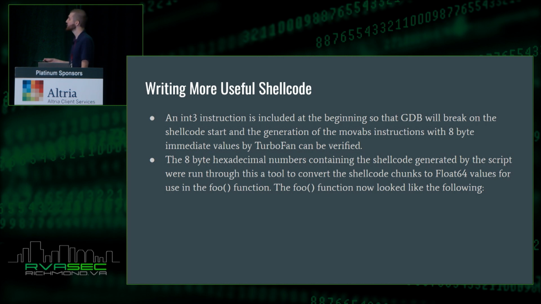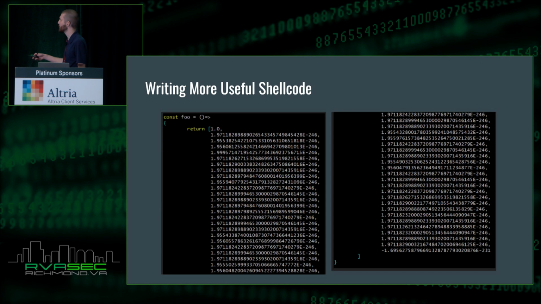So I put an int3 instruction at the beginning so that when we have GDB attached, we'll hit that and break on it so we can see what's going on a bit better. And so the script was rerun. It output the hex 8-byte values, ran those through a float64 encoder. And so now this is what our foo function looks like. So this contains our longer shellcode, essentially.